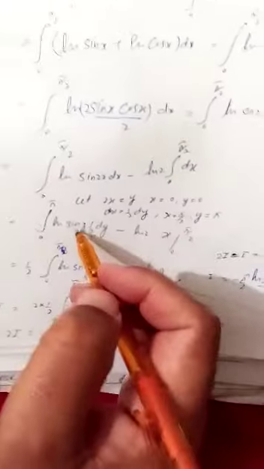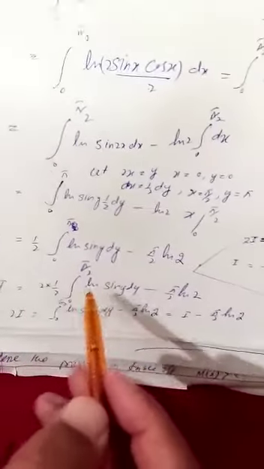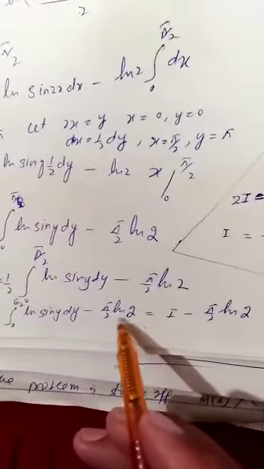Here natural log of sin y, with 1 over 2 dy, taking 1 over 2 out common, from 0 to pi of natural log of sin y dy minus pi by 2 natural log of 2. Multiplying this integral by 2 and dividing the upper limit by 2, this 2 will cancel with this 2, and this is the integral from 0 to pi by 2 of natural log of sin y dy minus pi by 2 natural log of 2.